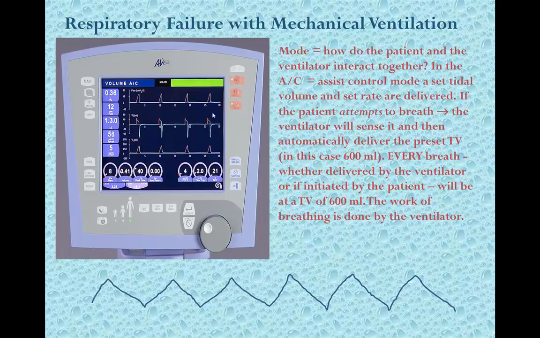So on the screen is what you can see here. Up here, or even here, you can see the mountains, as I call them, that indicate inhalation, exhalation, inhalation, exhalation. All the inhalation, exhalation mountains look the same. There is no variation whether the patient is doing the work or whether the machine is doing the work.